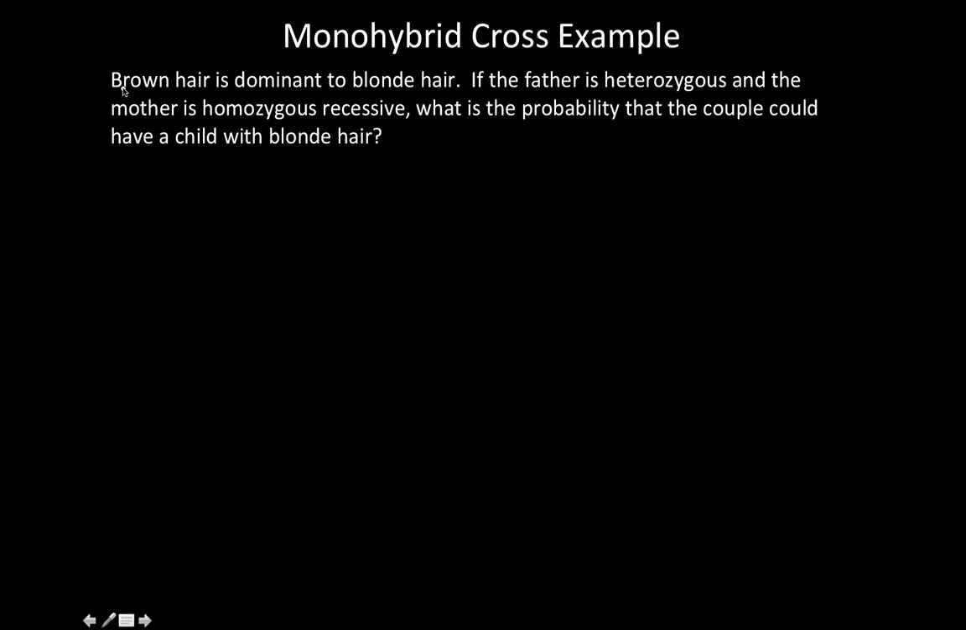Here we have brown hair is dominant to blonde hair. And we're going to say that big H is equal to brown hair and little h for blonde. The father is heterozygous and the mother is homozygous recessive. And then it asks, what is the probability that the couple could have a child with blonde hair?